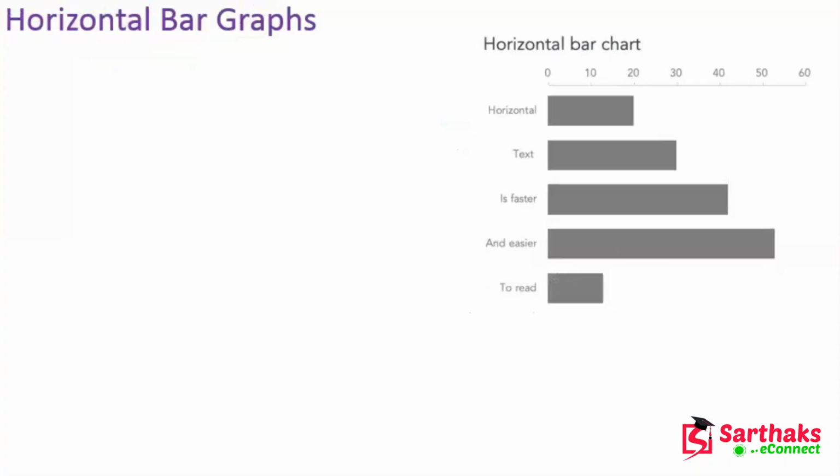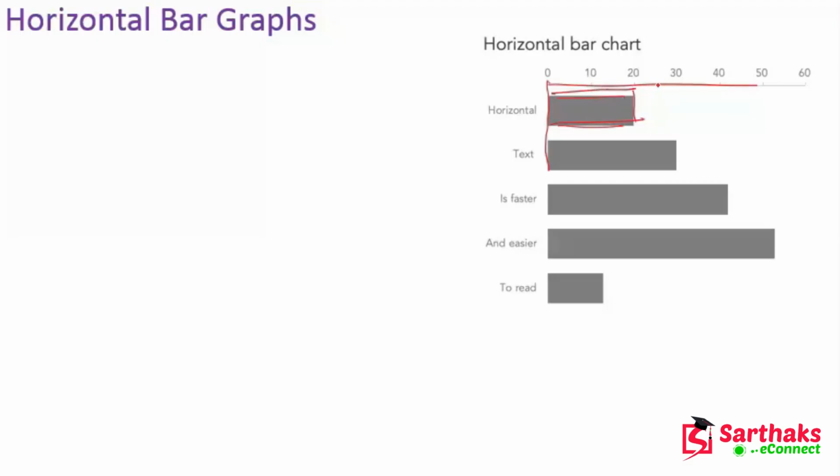Now if you see the horizontal bar graph, here the grouped data are represented horizontally in the chart with the help of bars. Then such graphs are called horizontal bar graphs. Here the bar shows the measure of data, and the data is depicted along the x-axis. This is the x-axis, and this is the y-axis. So the data is depicted along the x-axis of the graph.